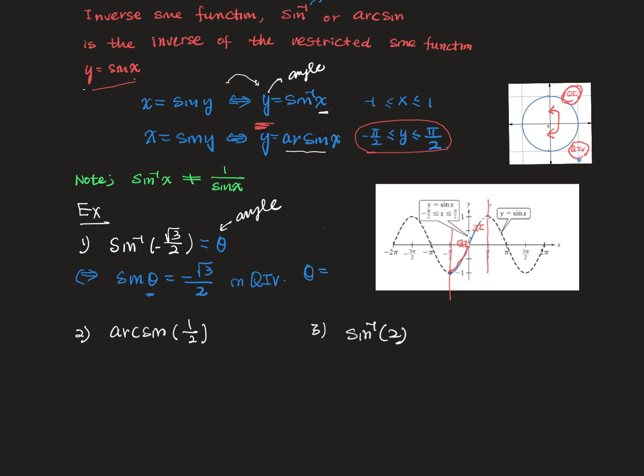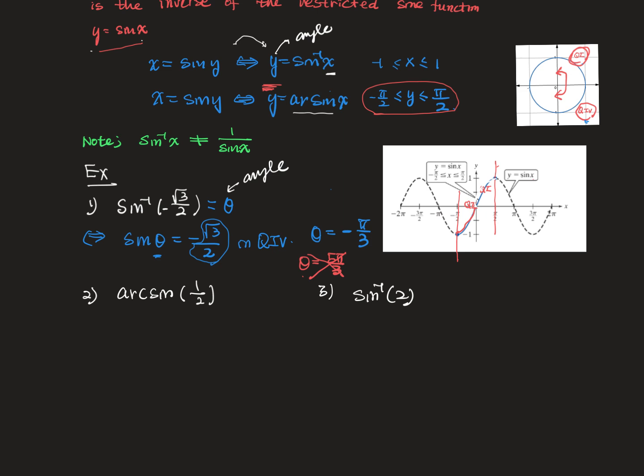Let's talk about it this way. First, find the reference angle for square root of 3 over 2. That's pi over 3, and the answer is the negative of that. Don't write down 5 pi over 3. That is a coterminal angle, but we are not taking it when we're talking about an inverse function. Guys, be very careful about this.